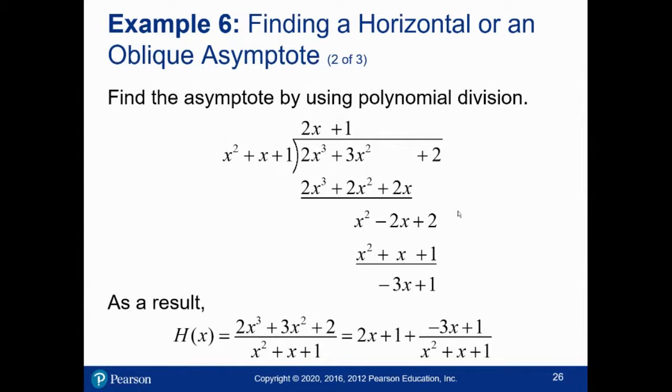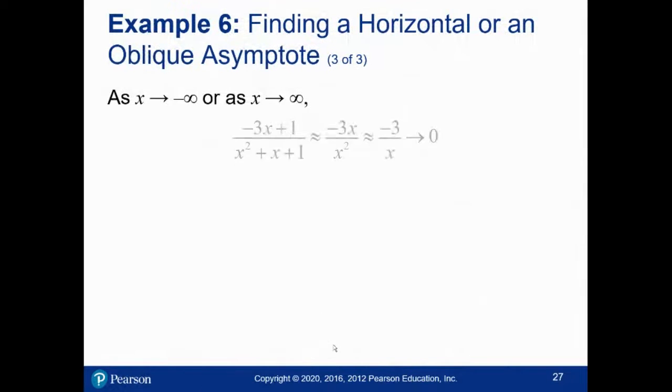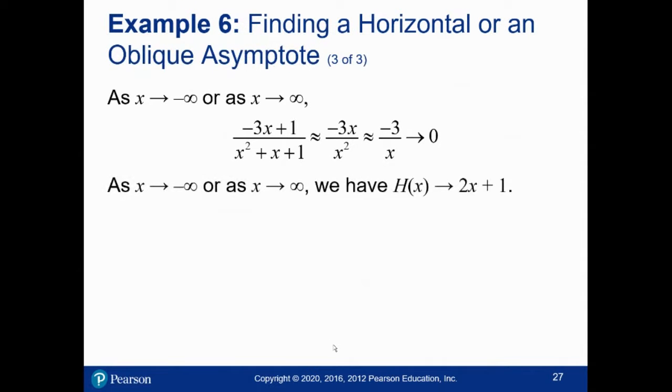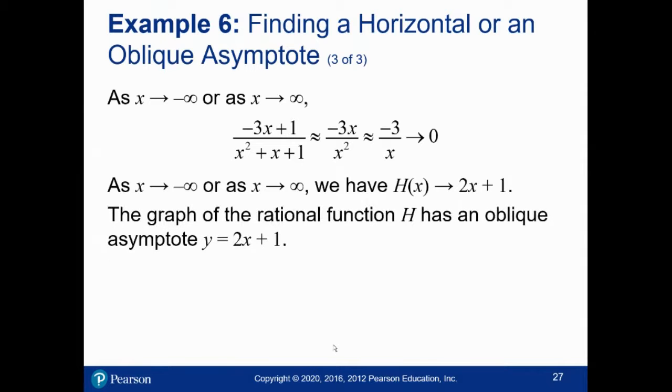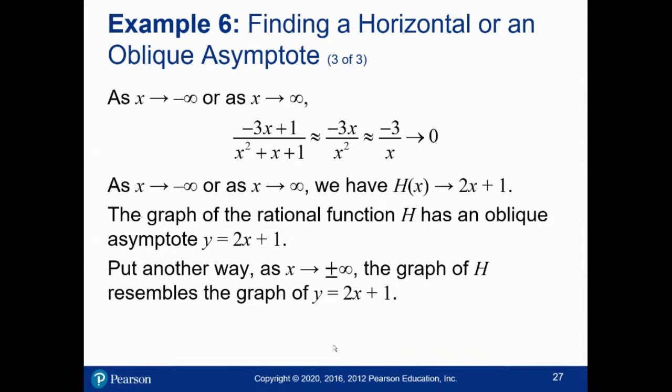Okay? That as x goes to infinity, this is going to go to 0, which means this bit here is really what's controlling the function. So this remainder term goes to 0. So all we have left is the 2x plus 1, and that's what a slant asymptote is.